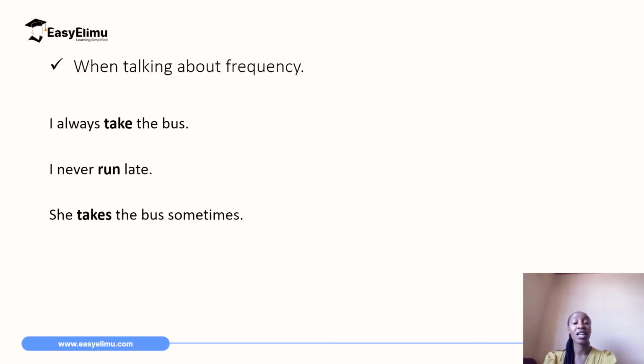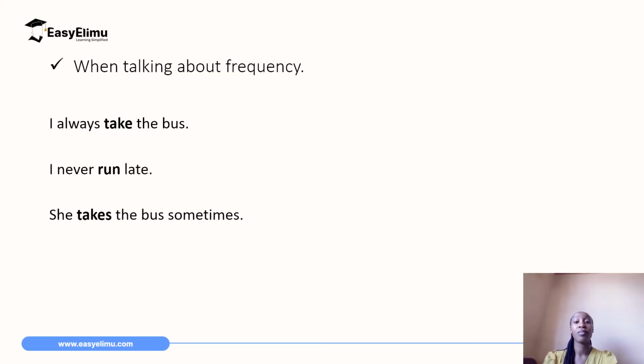I never run late. It shows us that you are always on time. She takes the bus sometimes. So maybe she does not take the bus every day, but once in a while she takes the bus. So those are some situations or some instances where we use the simple present tense.